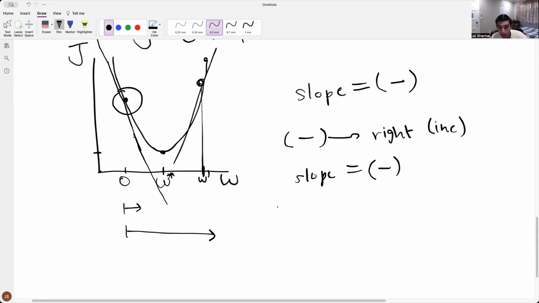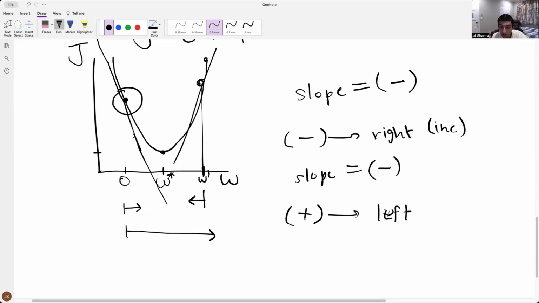And that means that if we were to take a step to the right, then we expect an increase in the cost. Conversely, this actually means that if we decrease the value of W, we would expect a decrease in the cost. So what we would do in this situation is instead of going to the right, we would actually go to the left. So a positive slope means that we would go to the left.